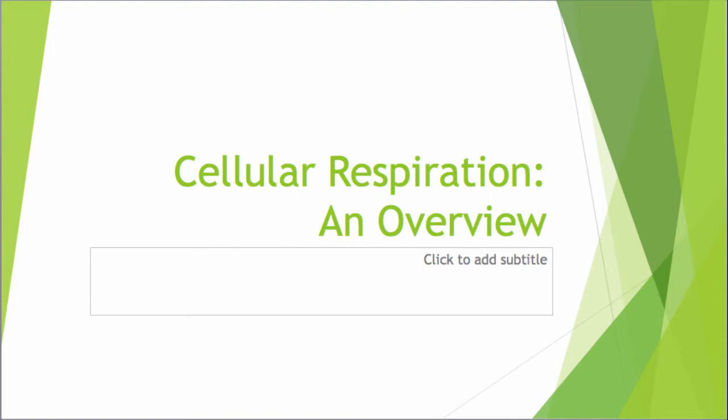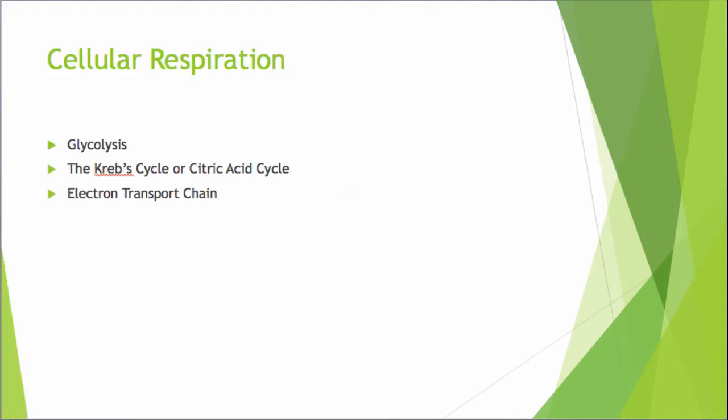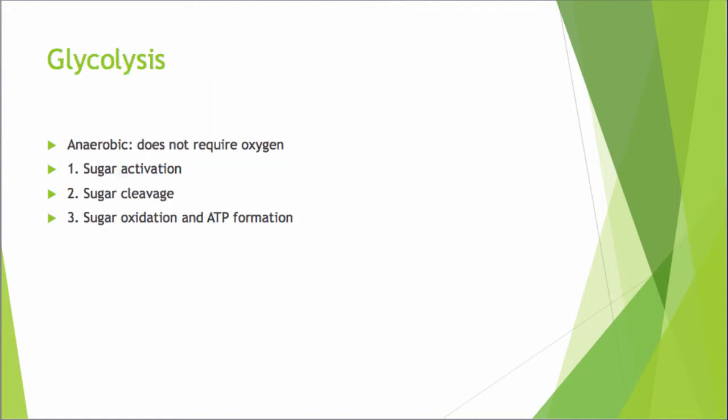1. Glycolysis. 2. The Krebs or citric acid cycle. And 3. The electron transport chain. In glycolysis, long glucose molecules are broken into smaller molecules of pyruvic acid to be used in the Krebs cycle. This is an anaerobic process. Glycolysis occurs whether oxygen is present or not.